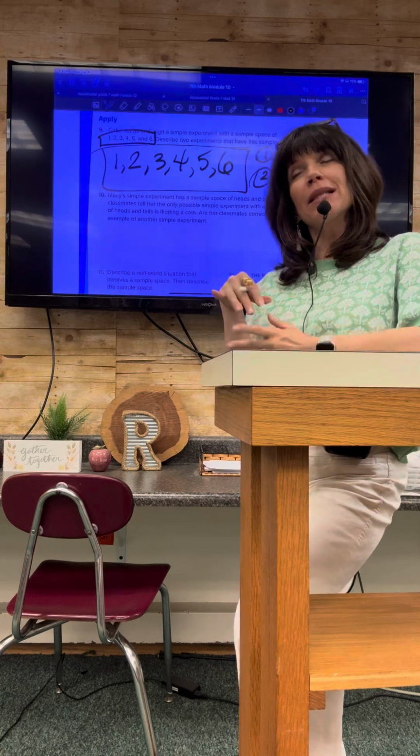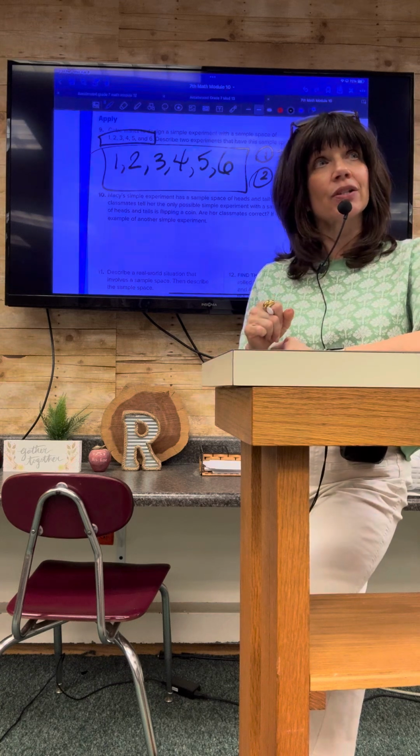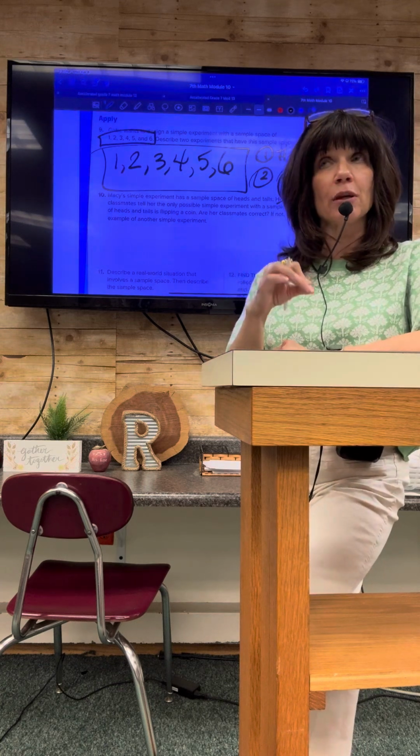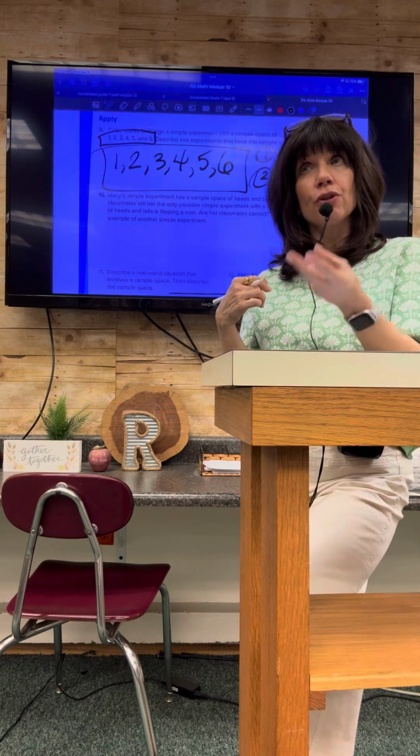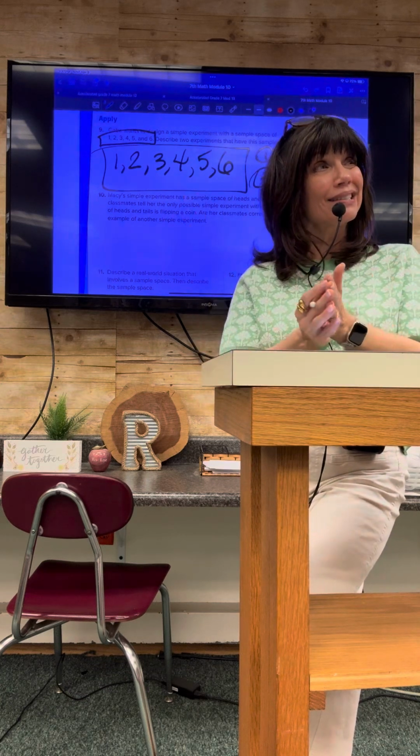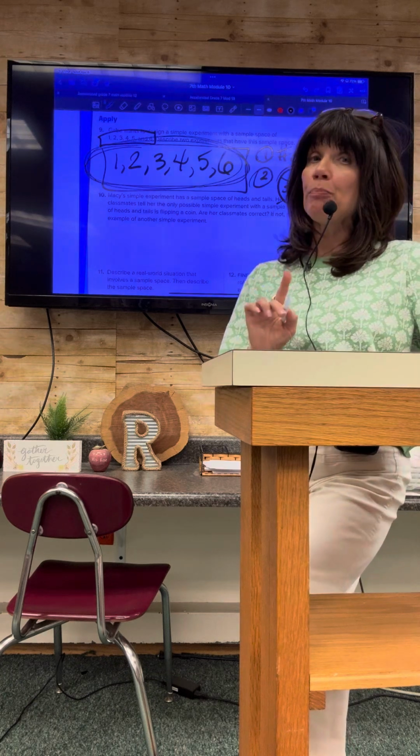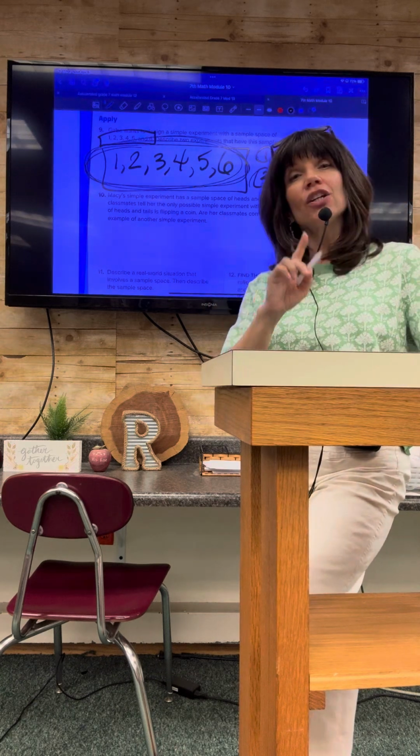little slips of paper and putting them in a bag? How many slips of paper would be in the bag? 6. What number would be written on each slip of paper? 1, 2, 3, 4, 5, 6. Do you see how there are multiple ways to represent the same, what's this called, class? Sample space.